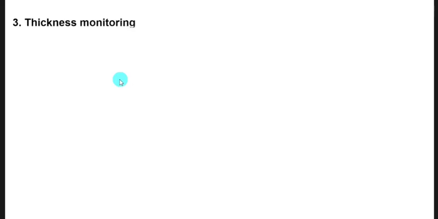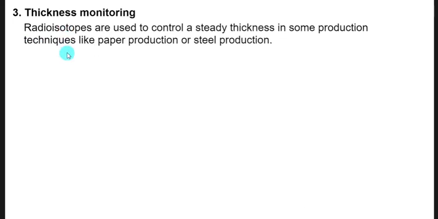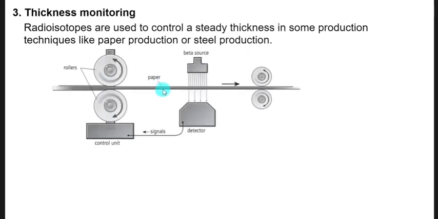Then here we are saying radioactive materials can also be used in thickness control. Radioisotopes are used to control a steady thickness in some production techniques, like paper production or steel production. Paper has a certain thickness, right? So that thickness is controlled using a radioactive material. So this is the process which happens.